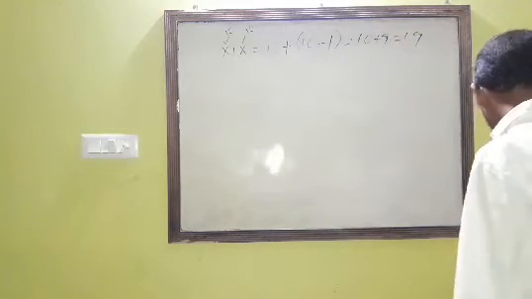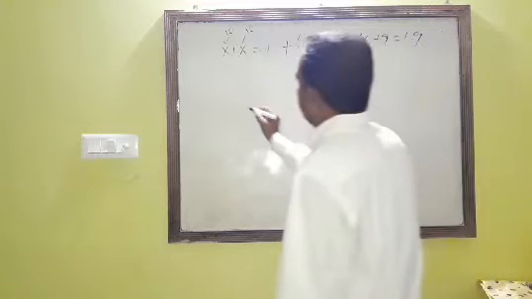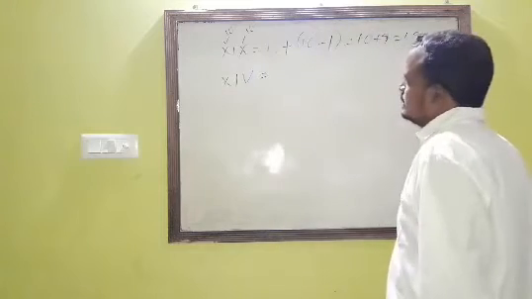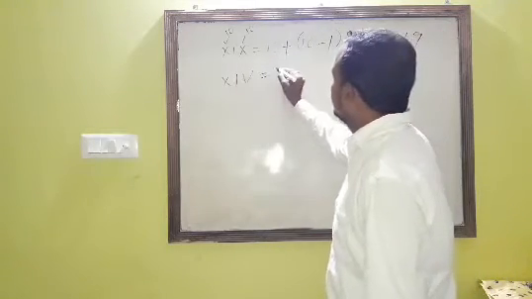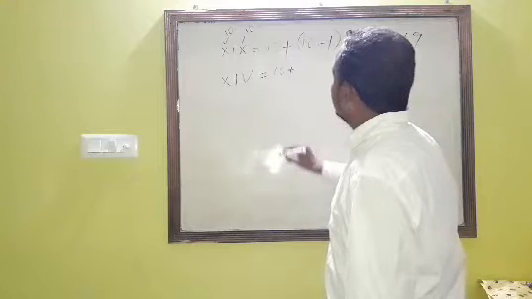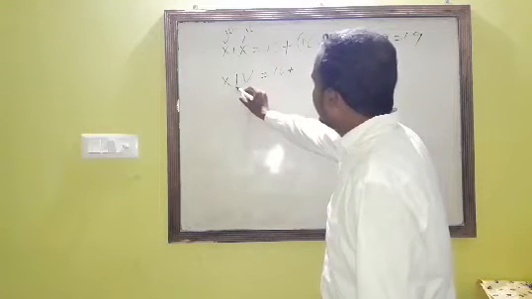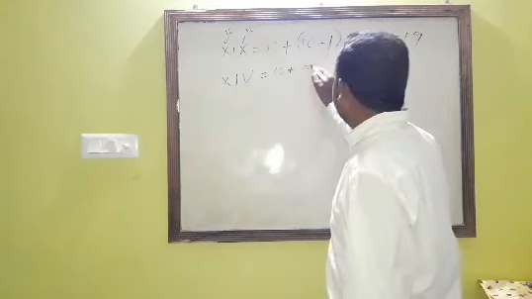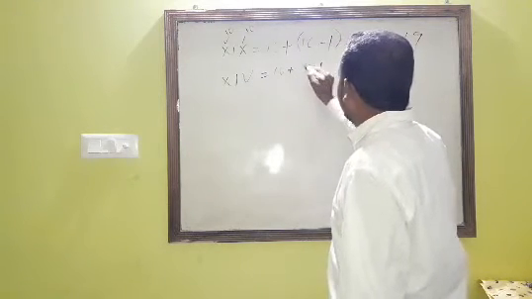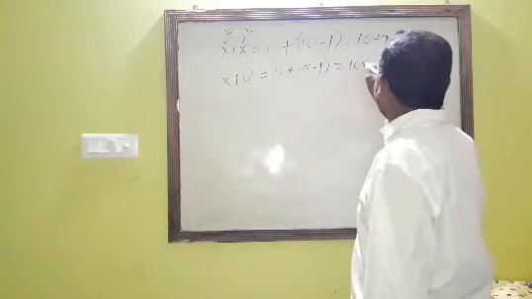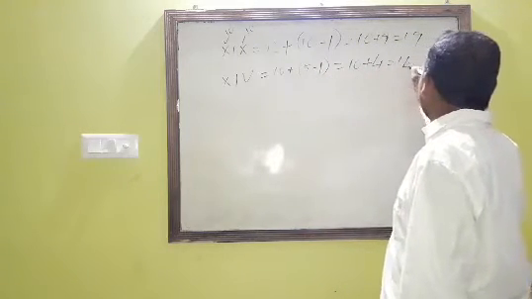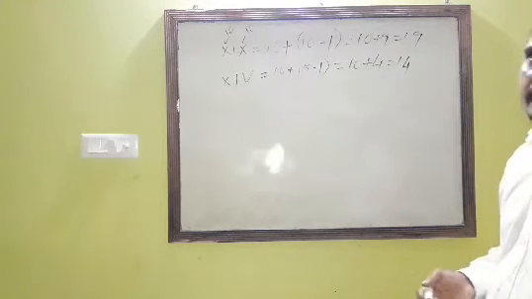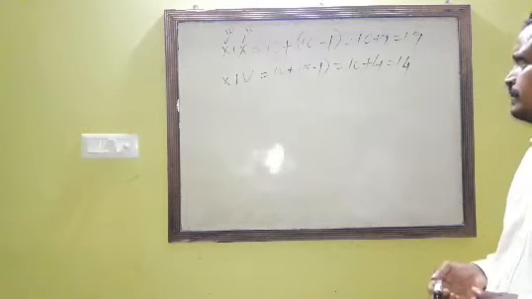Okay. Similarly, XIV. Got it? So the value of X equal to 10 plus the value of I first will be subtracted from the value of V, that is 5 minus 1. This equal to 10 plus 4 equal to 14. Okay. So in this way we write all the Roman numbers. Okay.